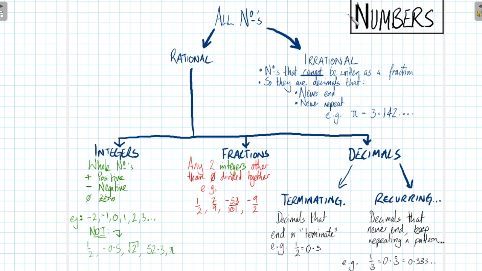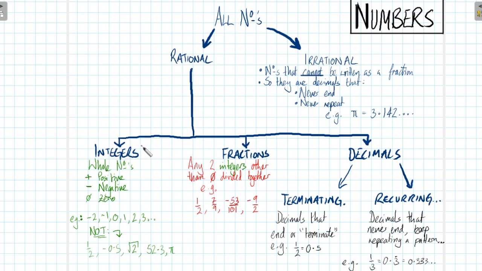So this is a quick video on numbers. This is just going to go over briefly some of the stuff you need to know for your maths GCSE. So within, obviously, numbers, we have all numbers, and then we can split all numbers into rational numbers and irrational numbers. Rational numbers, there's basically three types of rational numbers.